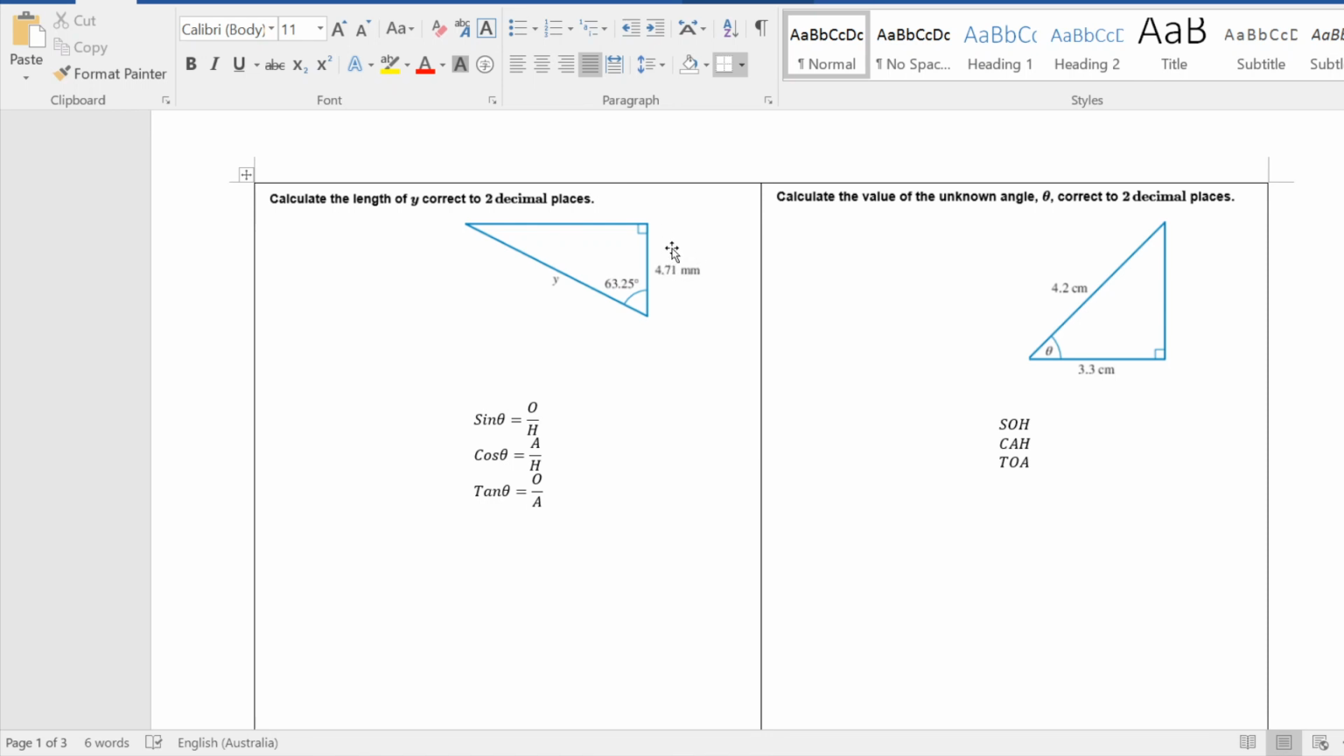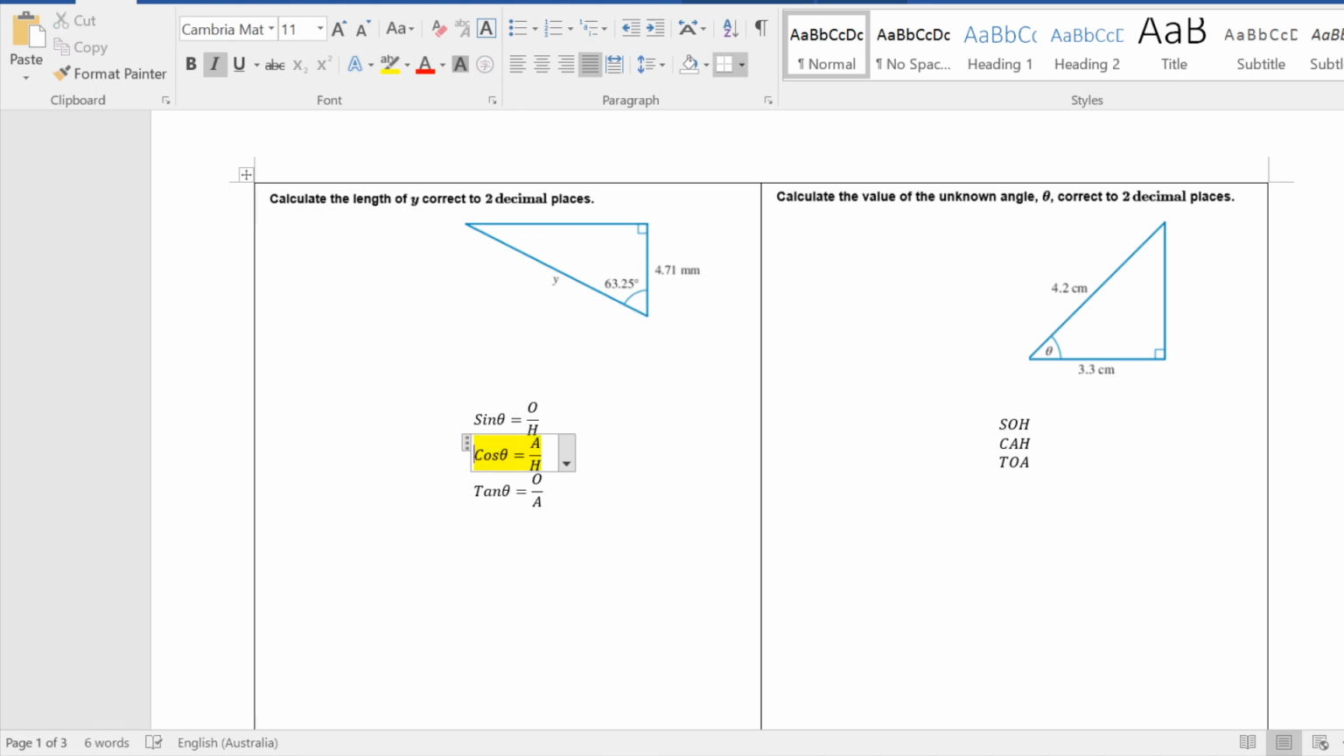And finally, we have to think, is this our adjacent or our opposite? Now, the adjacent and opposite are all relative to what you've made your theta. Because we've made the 63.25 our theta, if you look here, notice how it's connected, this side. So we call it the adjacent. It is next to our theta. So we have H and A. We think, which trig identity uses A and H? Well, that's our middle one, cosine.